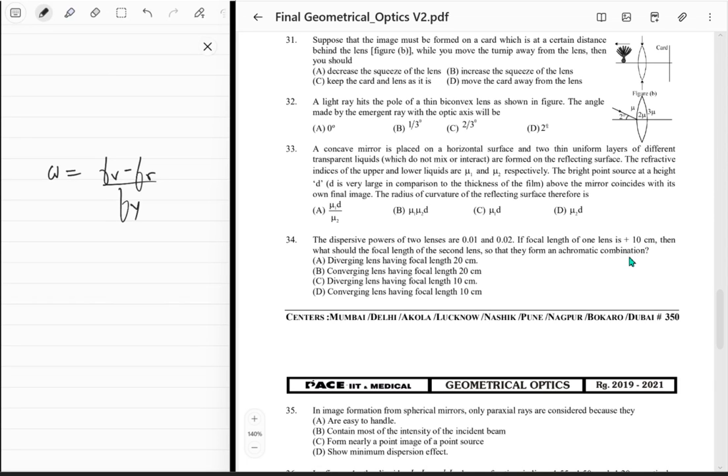Okay, I don't understand what we are dealing with right now. So they form an achromatic combination. So these just go back in. That's what you're saying.